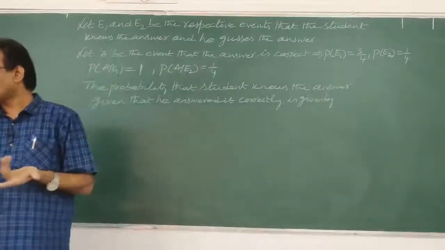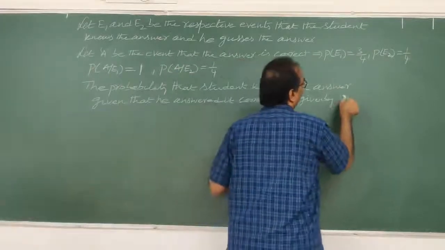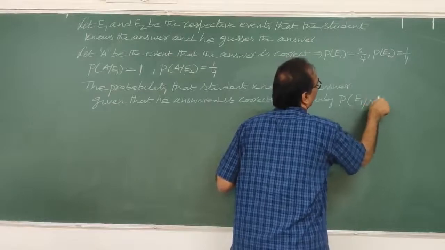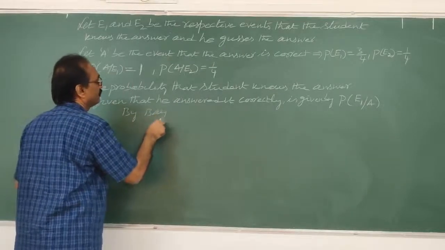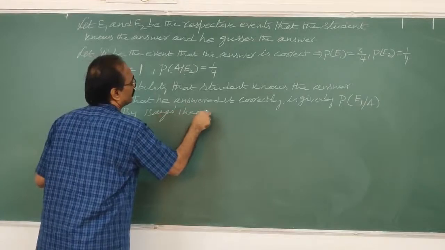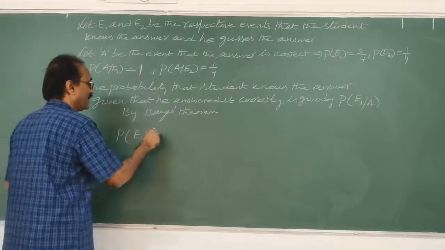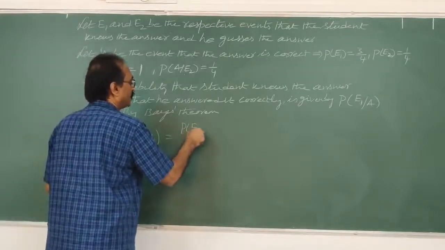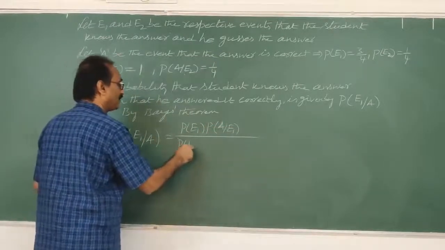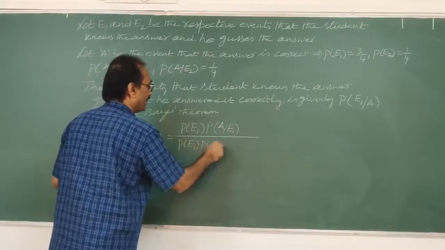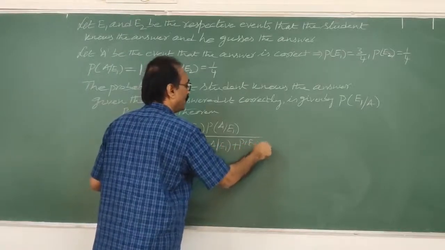So what will you write? Probability of E1 given A. This is the reverse probability, so by Bayes' theorem, probability of E1 given A is equal to probability of E1 into probability of A given E1, by total probability, probability of E1 into probability of A given E1 plus probability of E2 into probability of A given E2. Don't forget to write this.